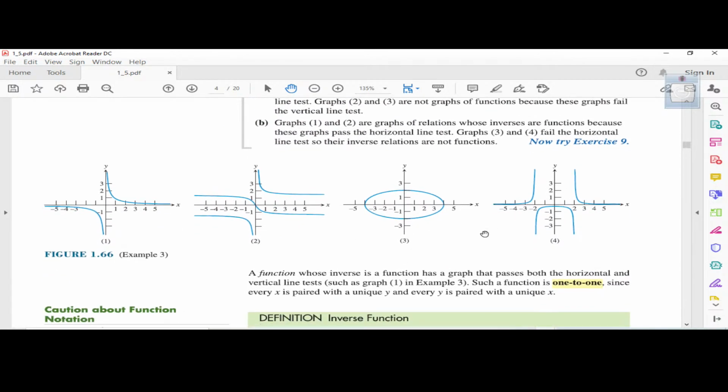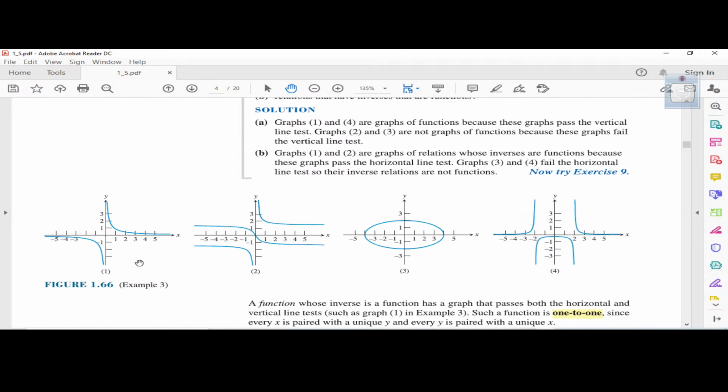Here is another example of this. Look at the furthest, number 1, furthest to the left here. Is this a function?